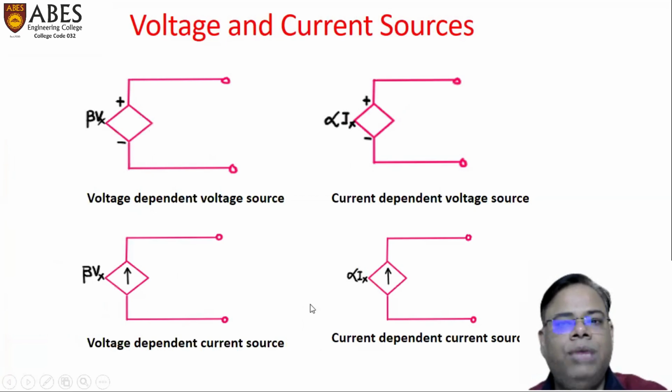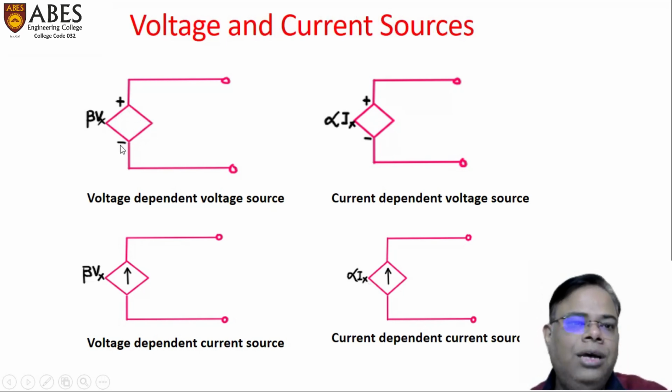These are the various types of dependent sources. Firstly, there are the dependent voltage sources. The dependent sources are symbolized by diamond shapes. As you can see, in these symbols, we have used diamond shapes. If we put a plus and minus inside the diamond shape, then it is a dependent voltage source. If we put an arrow inside the diamond shape, then it is a dependent current source.